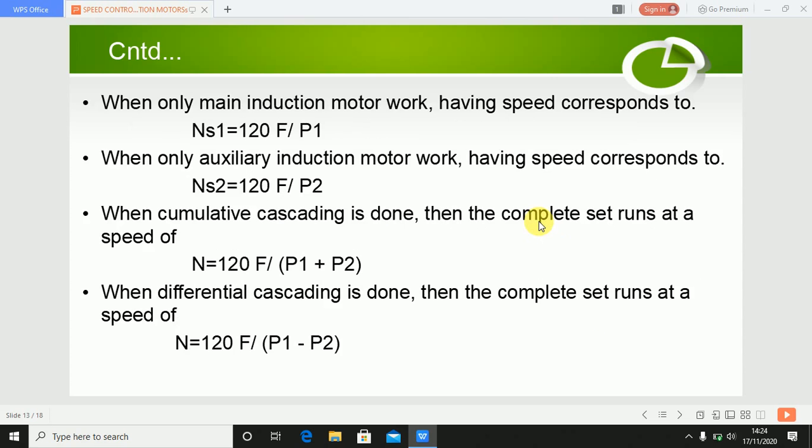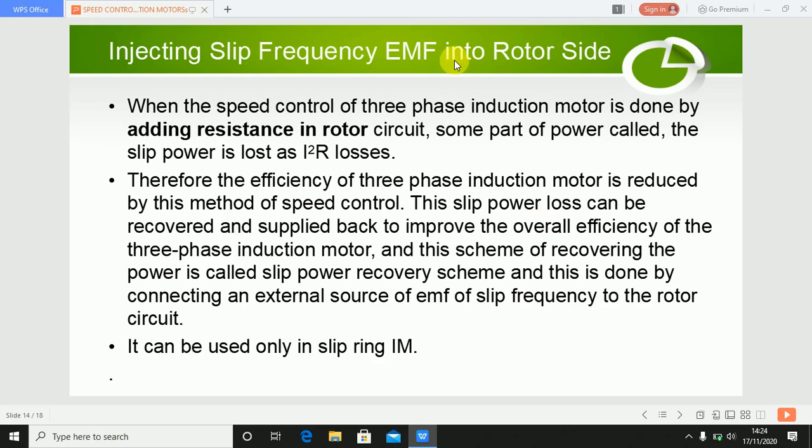And the last method is injecting EMF at slip frequency into the rotor side. As in the previous methods, there is a loss of power, and this power is known as slip power, which is lost as I square R losses. Because of this, efficiency gets reduced. To overcome this, we are introducing this method, that is injecting EMF at slip frequency.